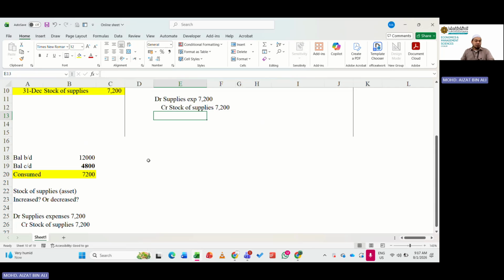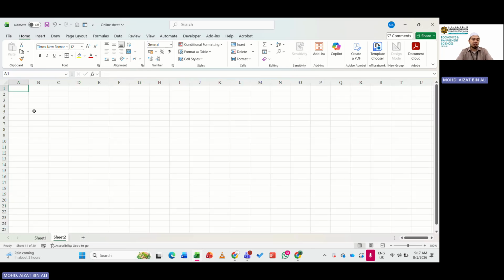The rental payment of 50,400 ringgit was made on 1st May 2000X3, and the amount is for 12 months rent. So as usual, let's break down this information into manageable chunks. The rental payment amounting to 50,400 ringgit is the total. Let's use a new sheet.